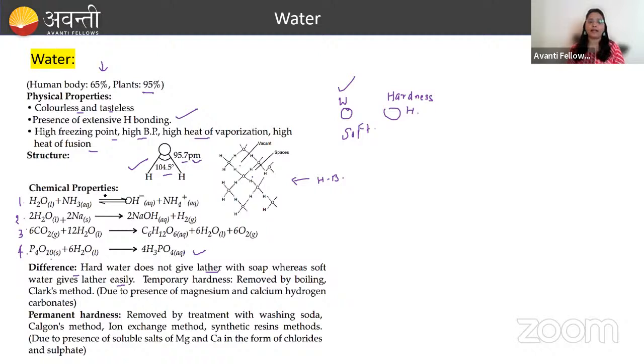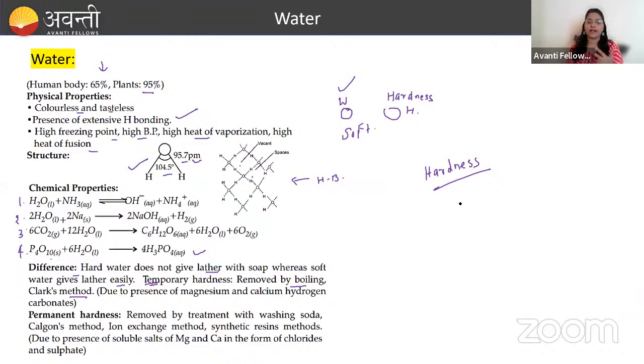There are two types of hardness: temporary hardness and permanent hardness. Temporary means which we can remove. Temporary hardness is removed by boiling and the Clark method. These are the two ways with the help of which we can remove temporary hardness. But what is actually this hardness? Hardness is the presence of magnesium and calcium hydrogen carbonates in water, which is temporary hardness, and which we can remove by boiling and the Clark method. Next is what?